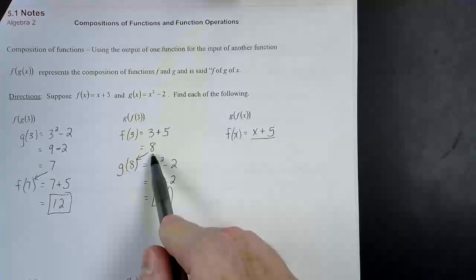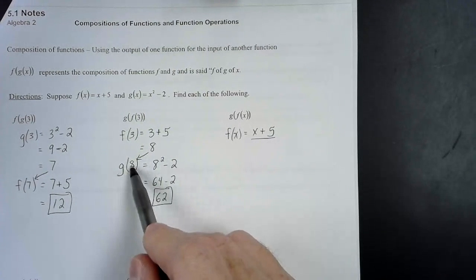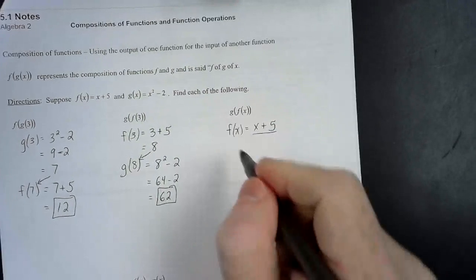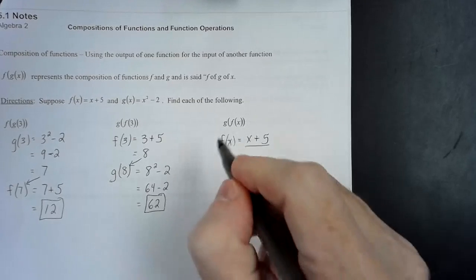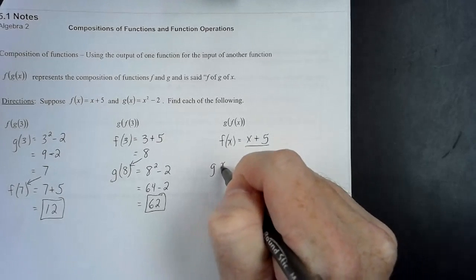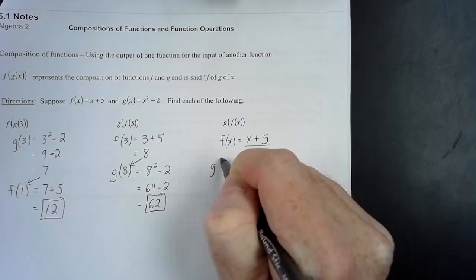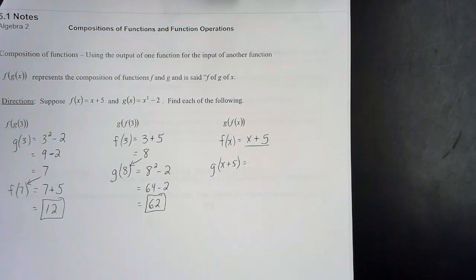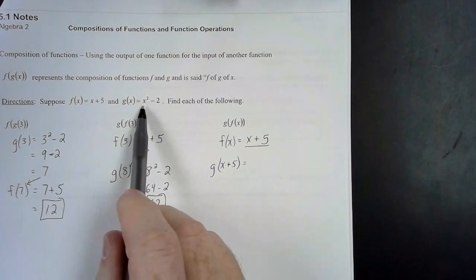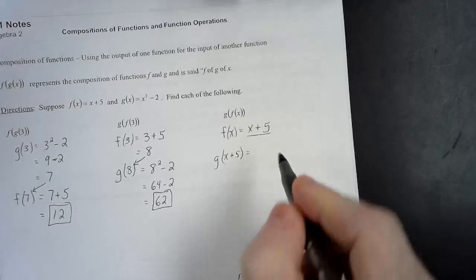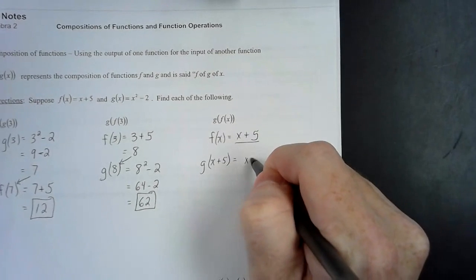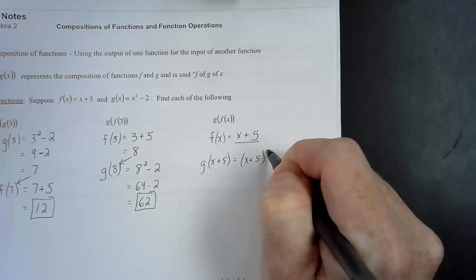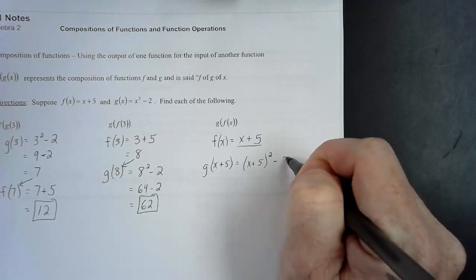Just like over here, we got 8 as our answer. 8 got plugged in, so x plus 5 is going to now get plugged in for g. X plus 5. Okay, so I'm going to g. X squared, this is x, so I have x plus 5 squared minus 2.